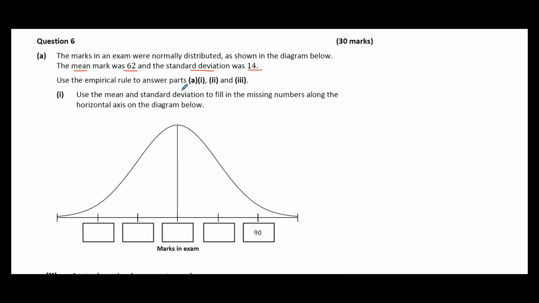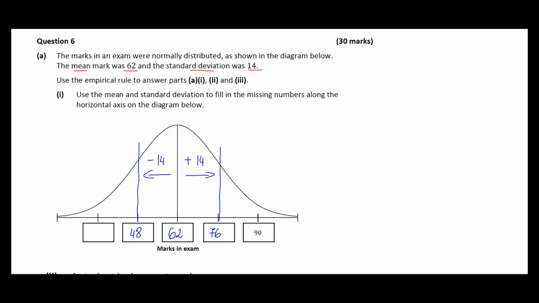First, use the mean and the standard deviation to fill in the missing numbers along the horizontal axis on the diagram below. So the mean goes in the very middle, so that's where we have 62. Where does the standard deviation come in? If I go in both directions by one standard deviation, here we are going away from 62, so minus 14. Here we are going in this direction, so plus 14. We put that in the calculator, and we get 48 here and 76 here.